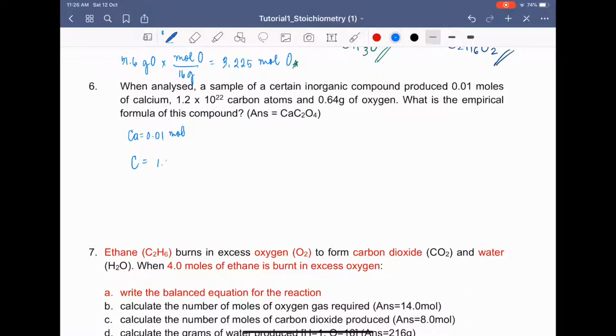1.2 times 10 to the 22nd power, that is atoms. So remember the Avogadro's number. We just need to divide this by Avogadro's number, which is 6.022 times 10 to the 23rd power, to get the mole. Cancel out the units. So that is equal to 0.0199 mole.